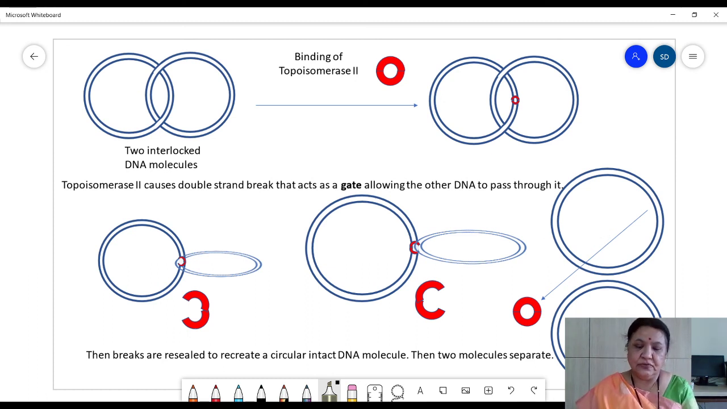So this is how termination of DNA replication occurs, and then the replicated DNA molecules separate. In the termination process, Ter sequences and Tus proteins play a significant role, and in the separation of the two interlocked DNA molecules, topoisomerase 2 plays a significant role.